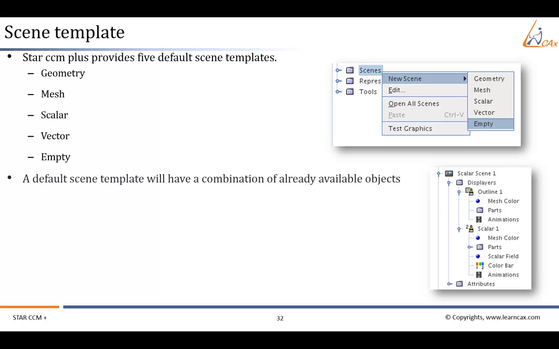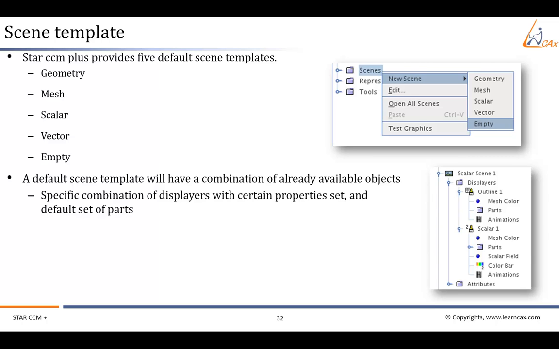A default scene template will have a combination of already available objects. It includes a specific combination of displayers with certain properties set and a default set of parts. We can change these anytime later. For example, we can create a scalar scene and later add or remove displayers to suit your needs.